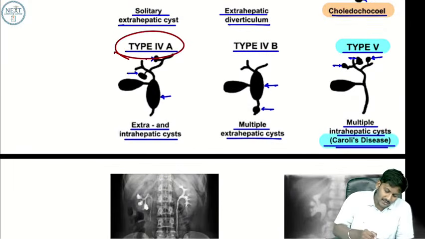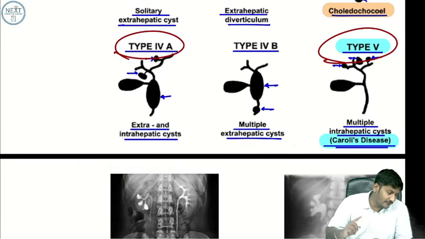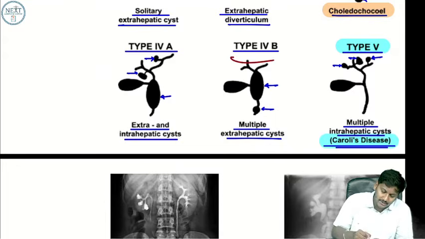Type 4A and type 5, what is the common feature? Definitely, in both the conditions there are multiple intrahepatic cysts, and whenever there are intrahepatic cysts, beta, the best treatment is always a liver transplantation. So for both type 4A and type 5, the best treatment is always liver transplantation, beta. That is important. And lastly type 4B.